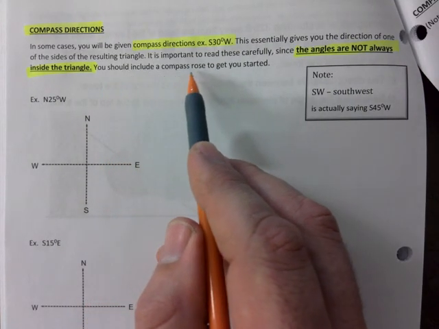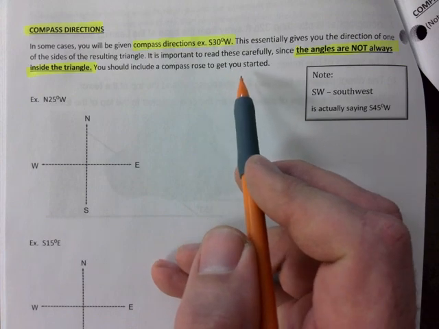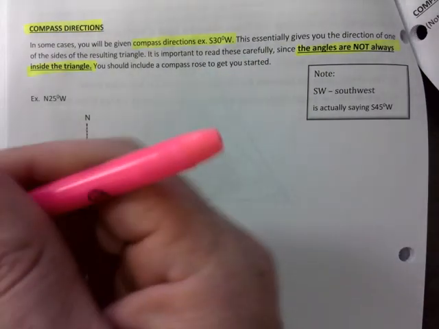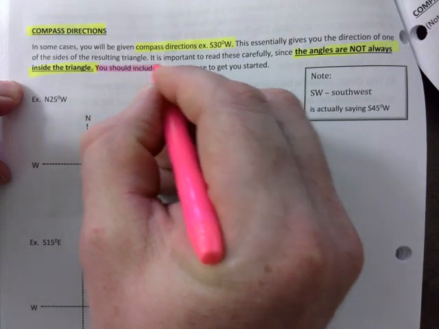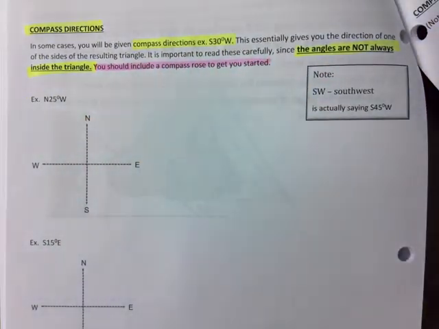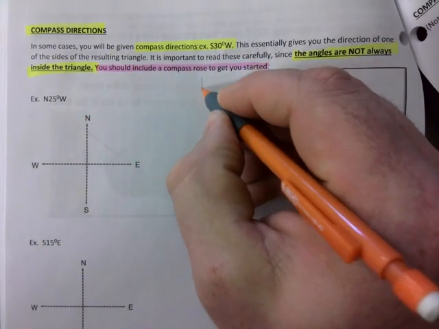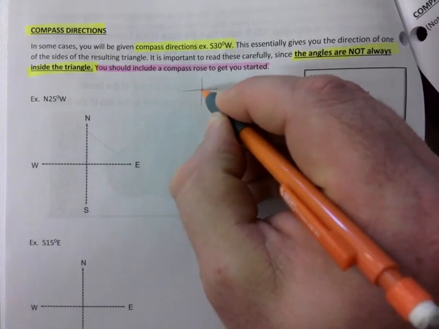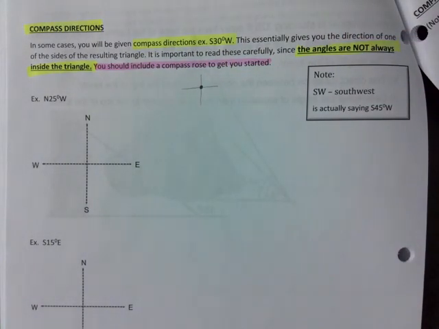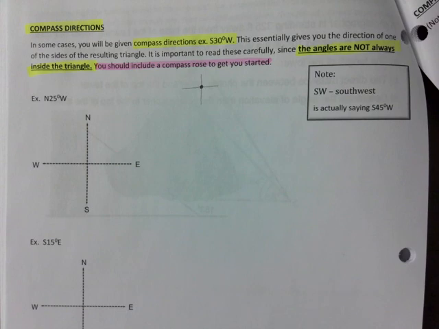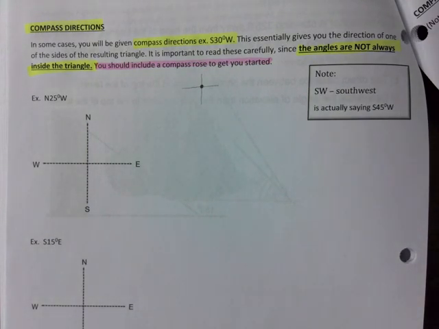You should include a compass rose to get you started. I will do that all the time. A little compass rose, where you say, okay, this is where I start, and now this is following me. That compass rose is following you wherever you go.